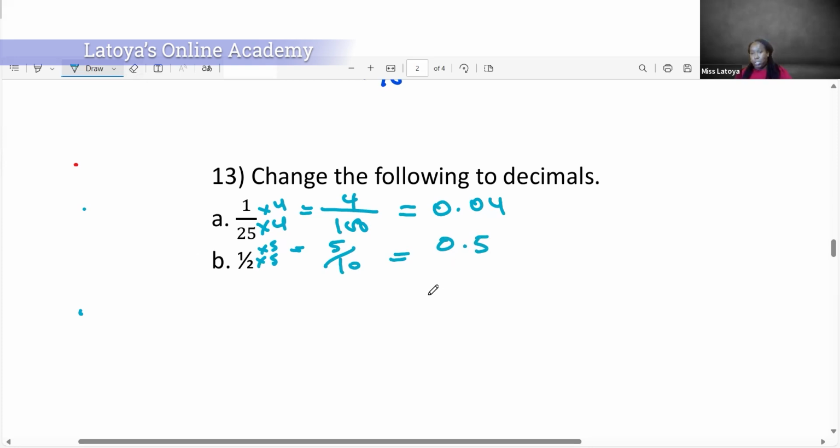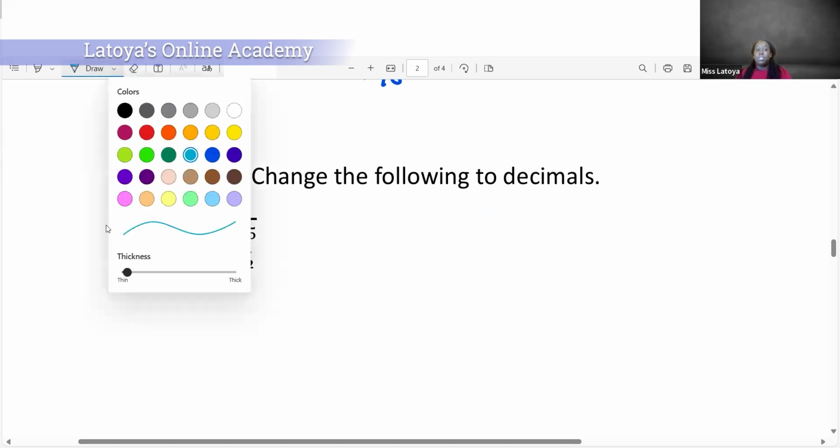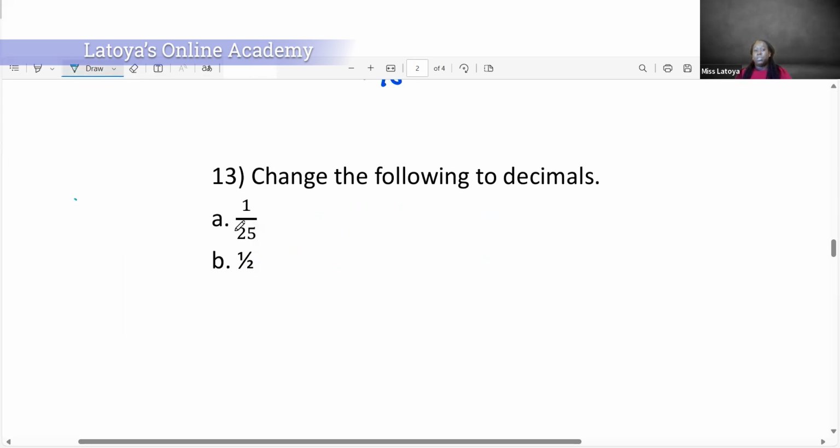But if you don't know this shortcut, or you haven't learned this technique yet, you need to know, whether you know it or not, that to change any fraction to a decimal, we can divide. We divide denominator into numerator. So it's going to be 25 into 1 and then 2 into 1. Let's do it one at a time. 25 into 1 is 0. We put a decimal point and we add a 0. 25 into 10 is 0. We already have our decimal point, so we add another 0. 25 into 100 is 4. So we are still getting 0.04.